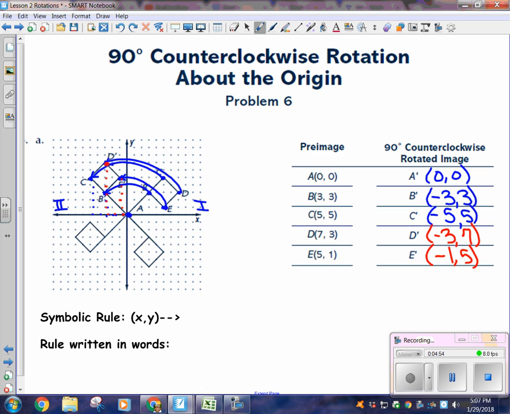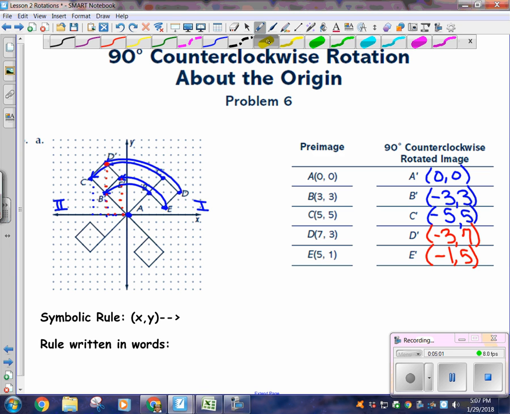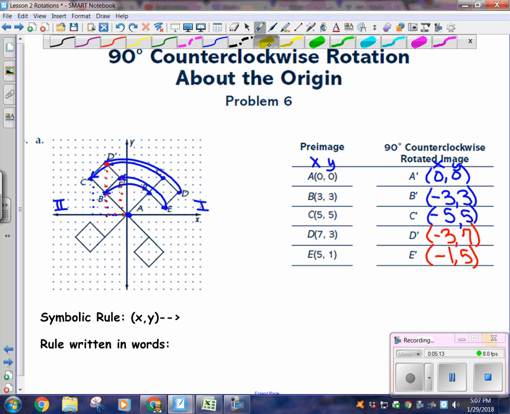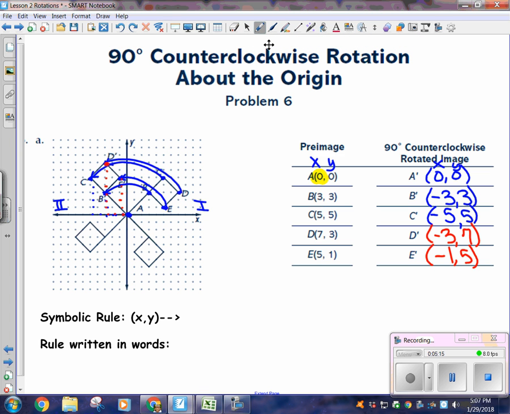Now, we have a totally different pattern than anything we saw when we did translations, so I just want to see if I can push you to see a pattern. I want you to look at these x's. These are the x values, these are the y values, and these are the new x values and the new y values. Take note of this particular thing. My x's are 0, 3, 5, 7, 5. My y's over here are 0, 3, 5, 7, 5.